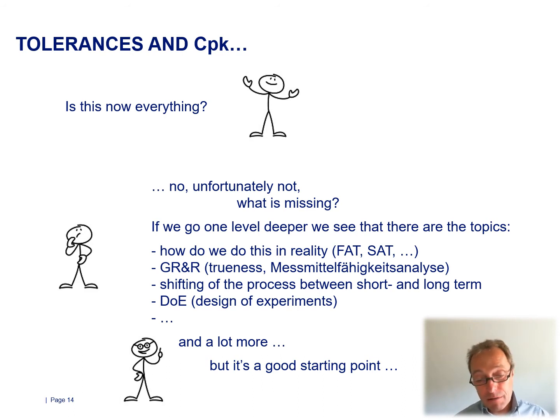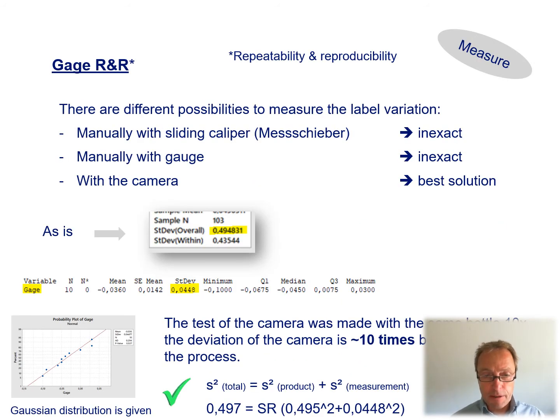Also means there is a lot more which we could consider and which we could now deepen, but we have already a good starting point with what we just discussed. But I would like to go a little bit deeper into the gauge R&R, repeatability and reproducibility, difficult word, of the gauge.